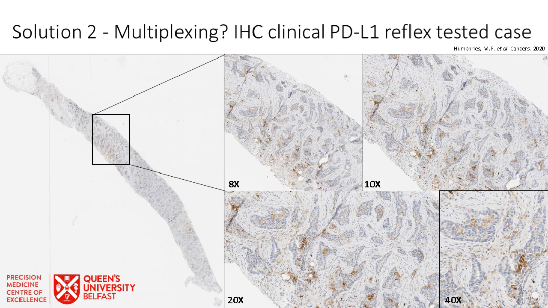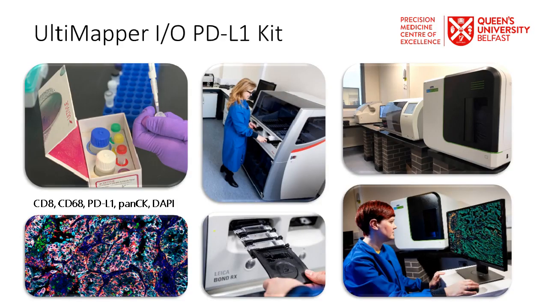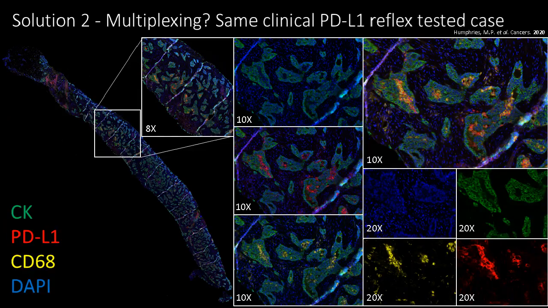But then what we did was we took the UltiView Multiplex PD-L1 IO kit, which has been excellently described previously. Again, this was fantastically easy to use, went straight on the Bond RX, and then when the slides came off, we imaged these on the Vectra Polaris. And then, so taking a look at that same clinically reflex-tested case, you can see here in the multiplex image a fantastic delineation of all these different cell types.